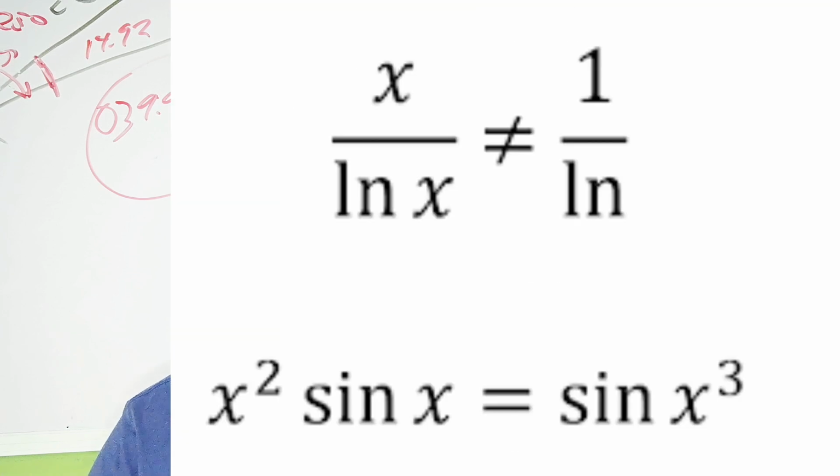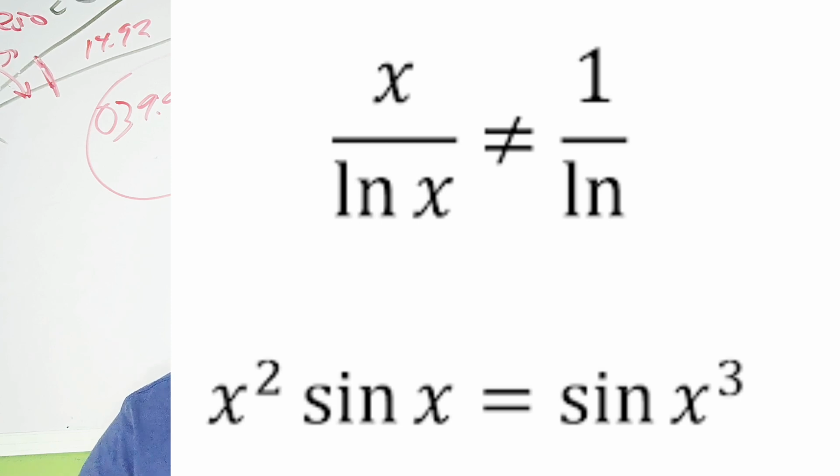Okay, we have another example down there. x divided by ln x. ln is also like sine or like log. That's the natural log. So you cannot cancel the x. We have another example, x squared sine x. The candidate gets sine x cubed. It means the candidate multiplied the x squared by the x in front of sine x. No, you can't do that.